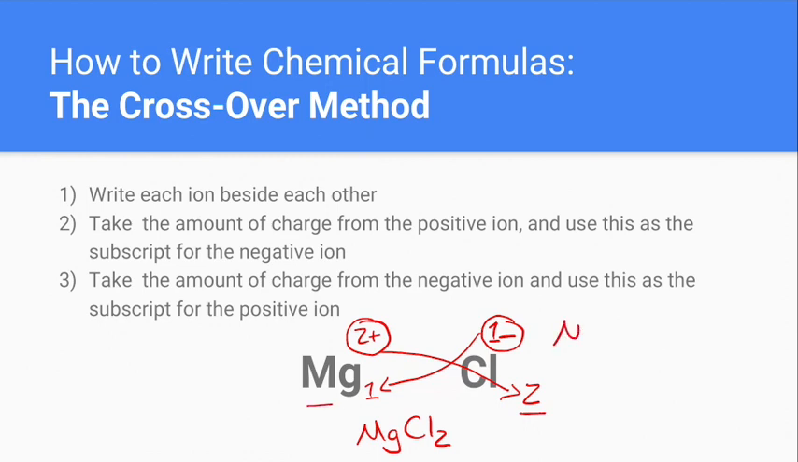We have magnesium, which is our metal. Chlorine is our non-metal, it's our negative ion, but we have to add "ide" to the end. So we're going to get magnesium chloride, MgCl2.